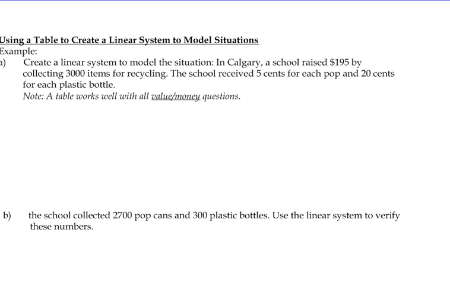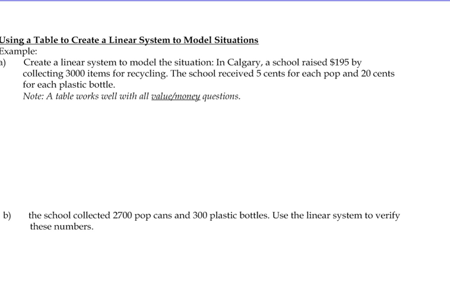Let's create a linear system to model this situation. In Calgary, a school raised $195 by collecting 3,000 items for recycling. The school received 5 cents for each pop and 20 cents for each plastic bottle. Now, we still have to figure out what our two variables are going to be. What are our two unknowns? What's the obvious question that would come from this? How many bottles and pop cans? So let's use those as our two variables.